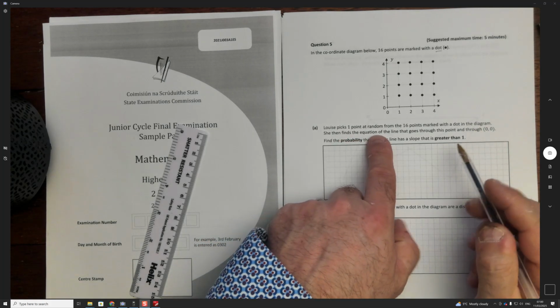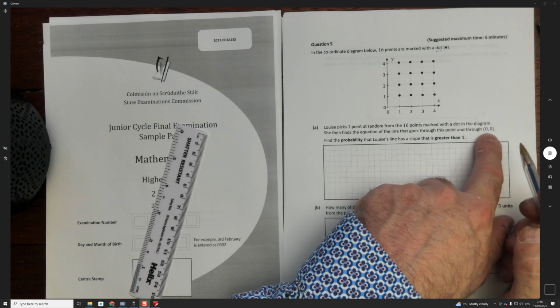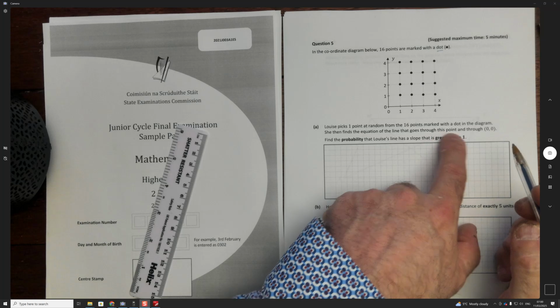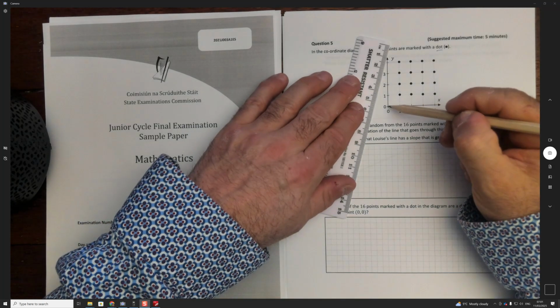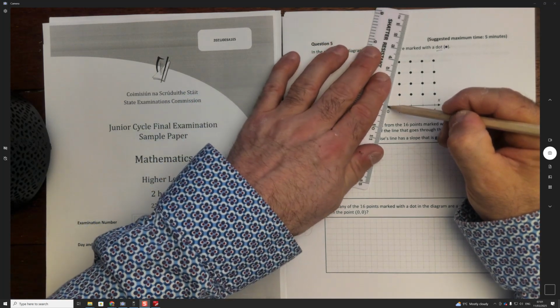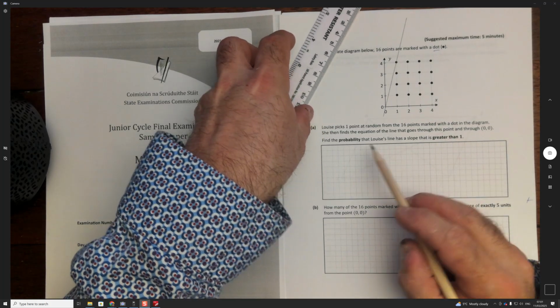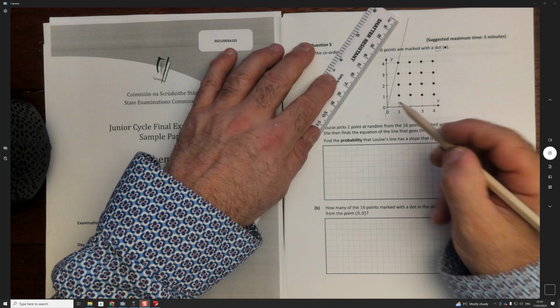She then finds the equation of the line that goes through this point and through 0, 0. So she's finding the equation of lines like that one, or that one, or that one. Like that would be an example. Find the probability Louise's line has a slope that is greater than 1.